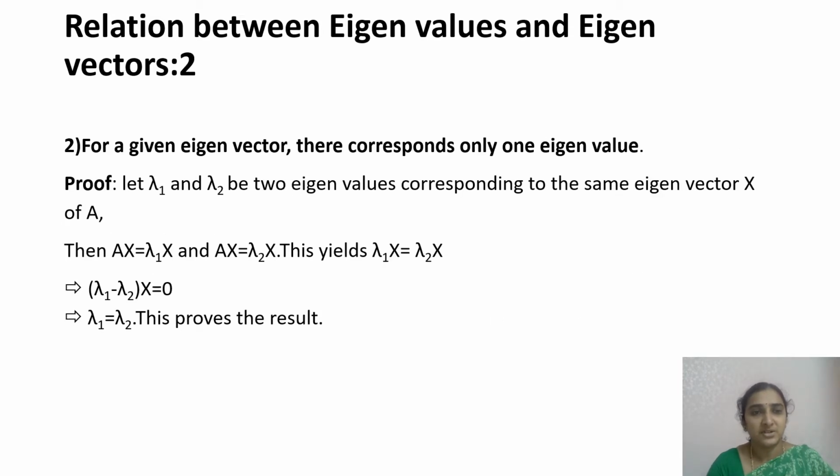Now let us see the second relation. For a given eigenvector, there corresponds only one eigenvalue. Let us see the proof. Let lambda 1 and lambda 2 be two eigenvalues corresponding to the same eigenvector x of A. Then Ax is equal to lambda 1 x and Ax is equal to lambda 2 x. This would yield us lambda 1 x is equal to lambda 2 x. That would imply lambda 1 minus lambda 2 into x is equal to 0. That implies lambda 1 is equal to lambda 2. That would prove our result.